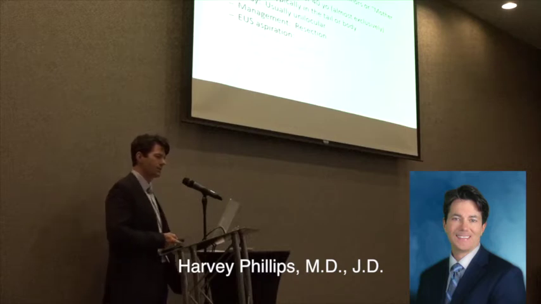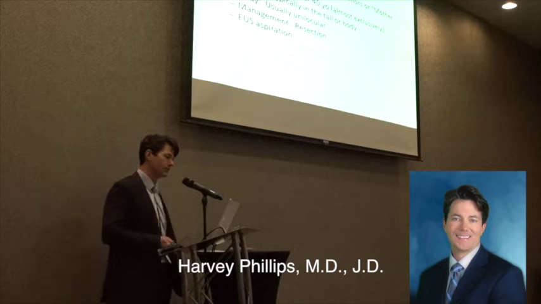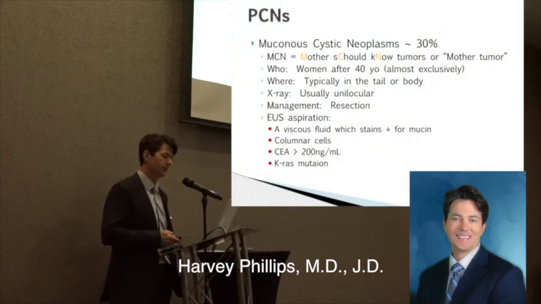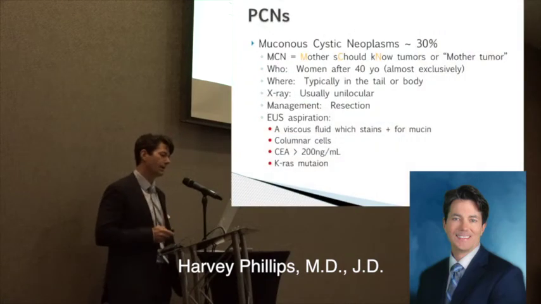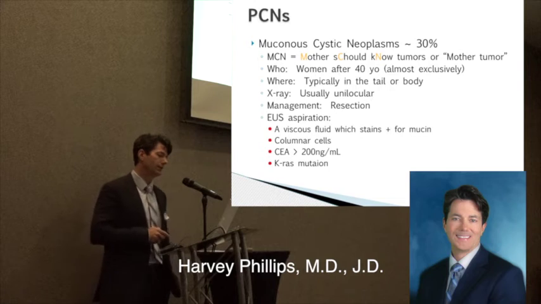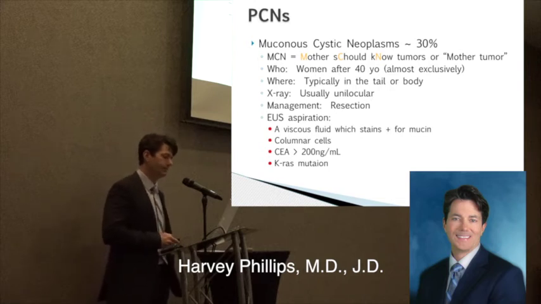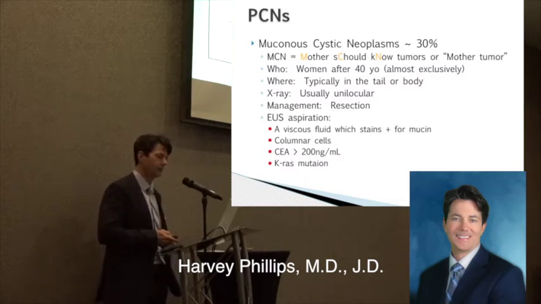Now we have the mucinous cystic neoplasia. This is your 30%. This is the mother tumor. These are mother tumors. Why? Because they occur in women who are almost exclusively at least 40 years old. Tail or body, mostly unilocular, but you've got to resect them. That's the down and dirty on that. EUS aspiration, we'll go over in the next slides.